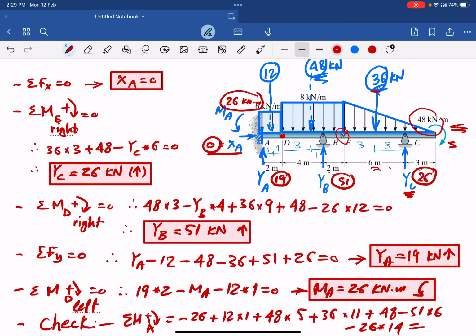And let's check using the calculator if it will be 0 or not. So it is minus 26 plus 12 plus 48 times 5 plus 36 times 11 plus 48 minus 51 times 6 minus 26 times 14, all equals to 0. It means our solution is correct.